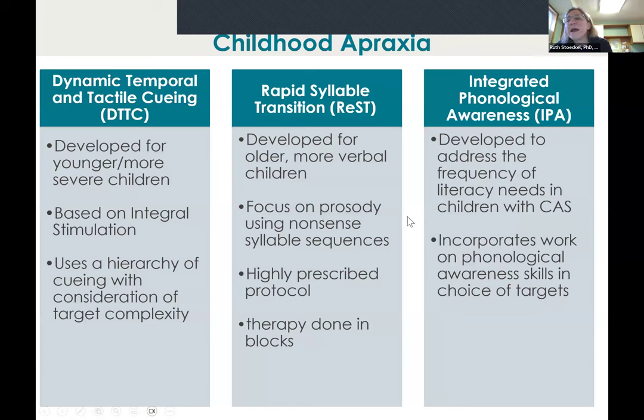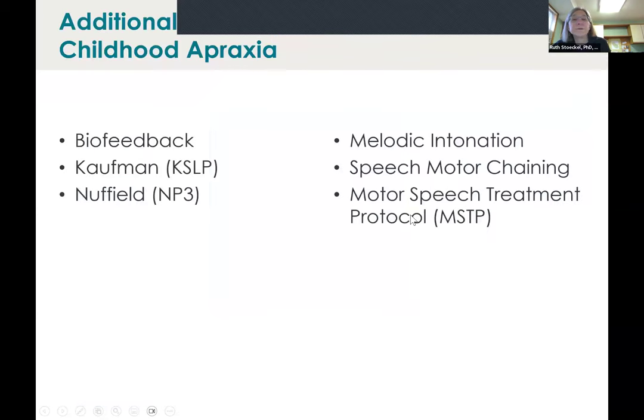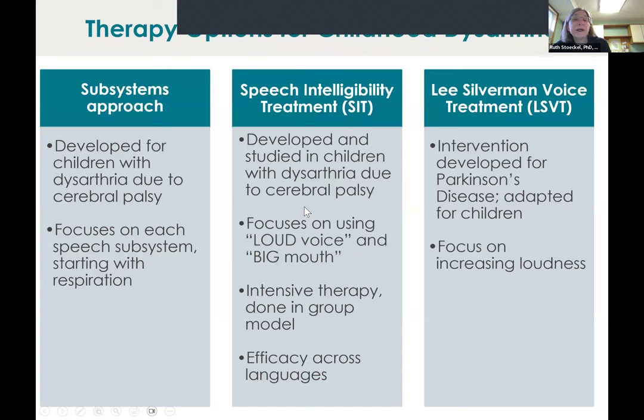The integrated phonological awareness is a good support because we know that children with apraxia are going to need some assistance with literacy, or more likely to. Here are some other interventions that also have some research basis. And then when we talk about dysarthria, we work on different things in dysarthria.